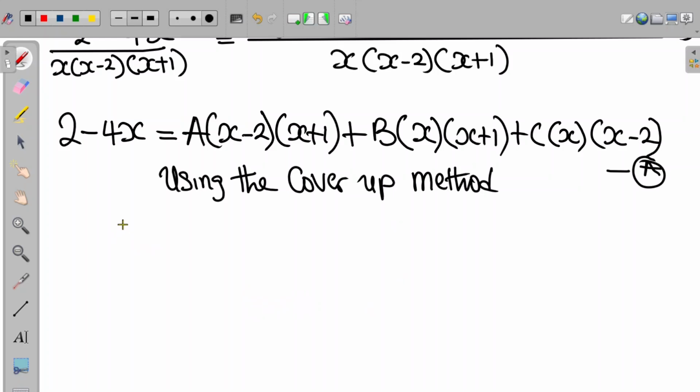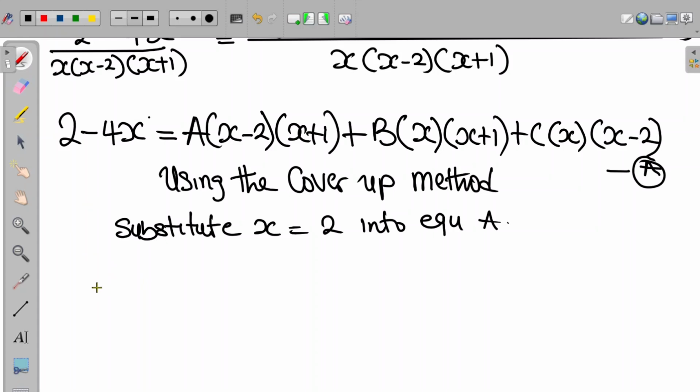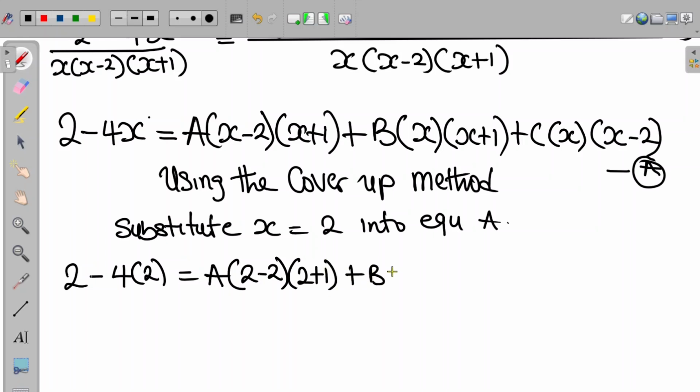Now, we can substitute x equal to 2 into equation A. So at this point, 2 minus 4 multiplied by 2 equal to A(2 minus 2)(2 plus 1), plus B(2)(2 plus 1), plus C(2)(2 minus 2).